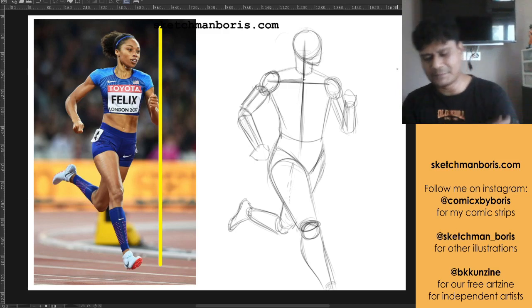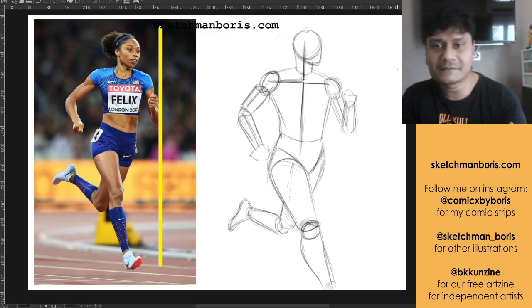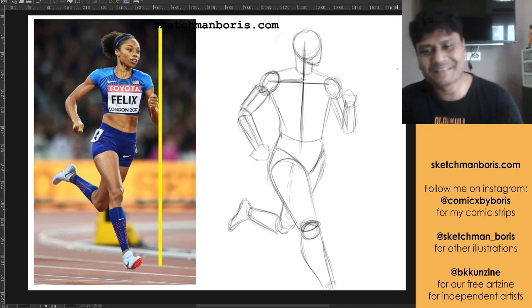Yeah, just some shapes for the... Anyway, so this is how my brain works. This is how I see a drawing.